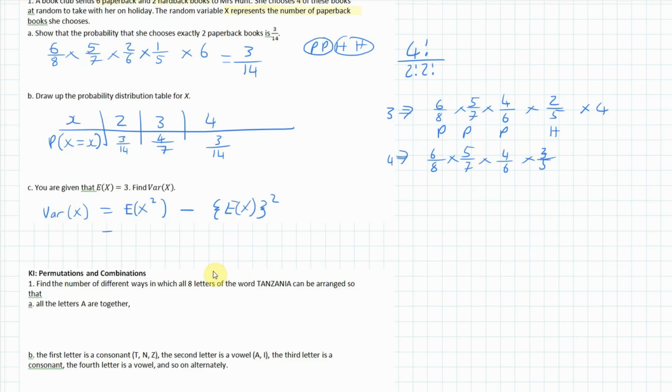squared. So we would go 2 squared times 3/14 plus 3 squared times 4/7 plus 4 squared times 3/14. Take away the expected value squared. Now the expected value we said is 3 in the question. Take away 3 squared. Now what does this give us? When I pop this into the calculator, I'm getting 3/7 as my final answer there.